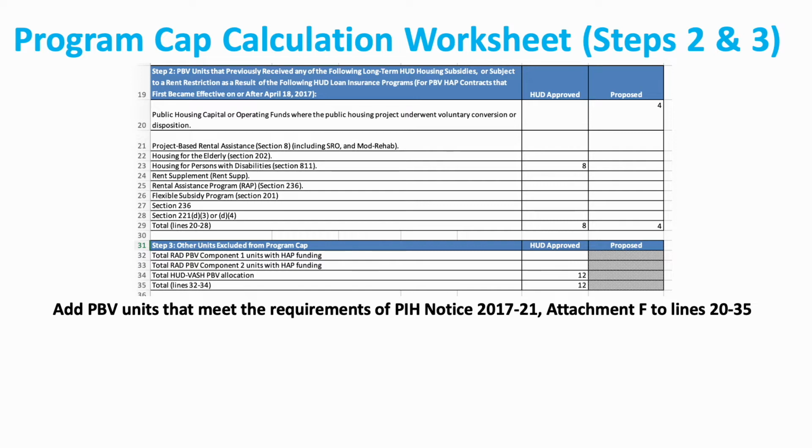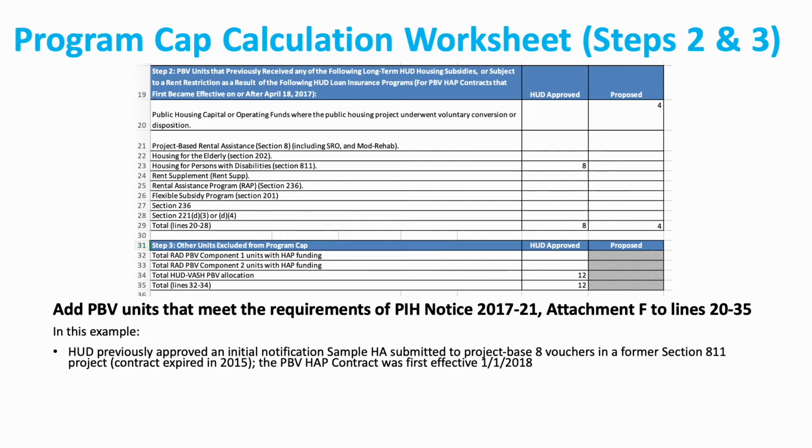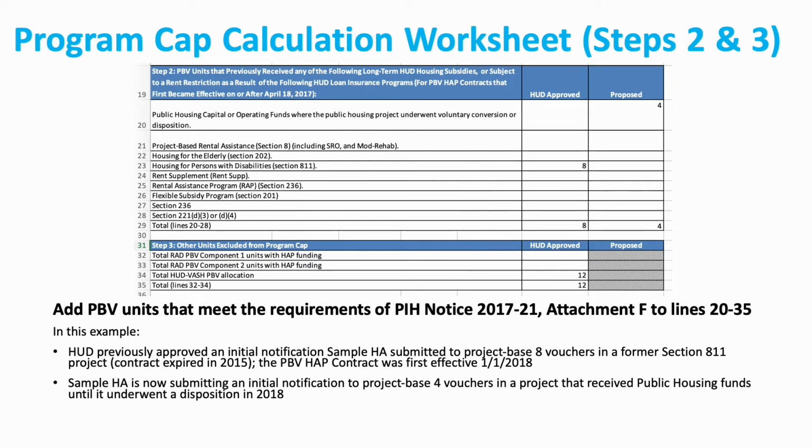Any units reported in the HUD-approved column have been included in a previous notification, meaning your PHA has previously reported them to HUD. In this example, the Sample Housing Authority had 8 units that were previously designated as Section 811. They are proposing to convert 4 units that were previously public housing. This Sample Housing Authority also has an award for VASH PBV as noted in line 34.